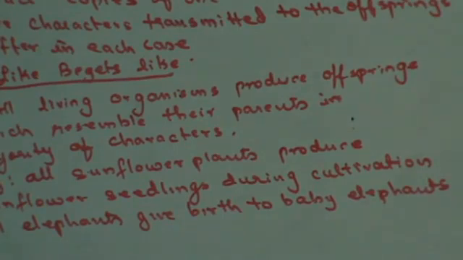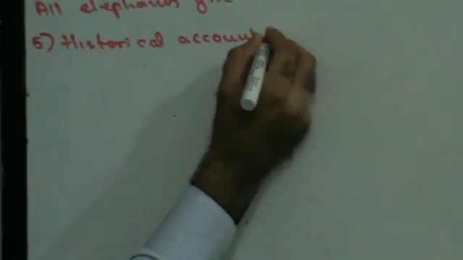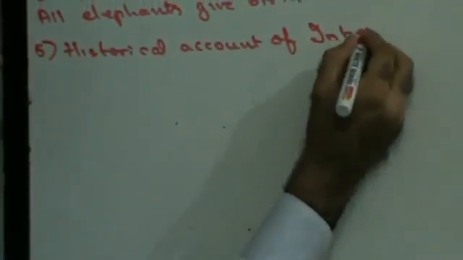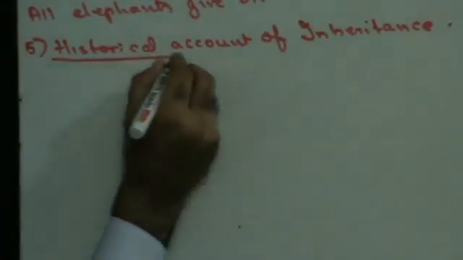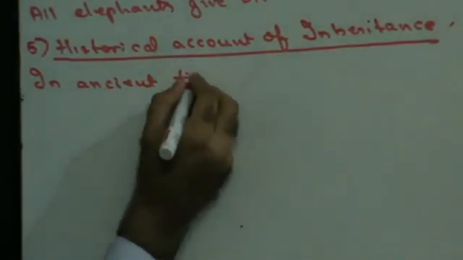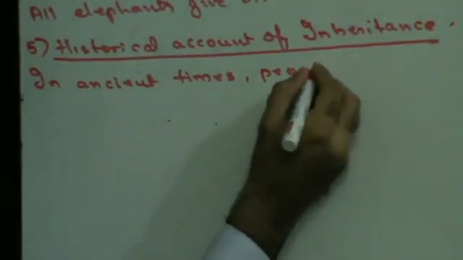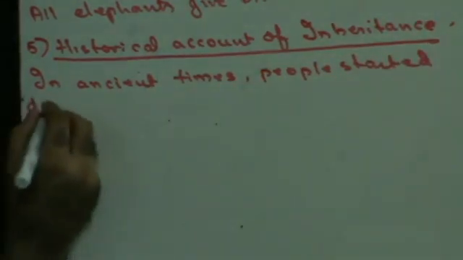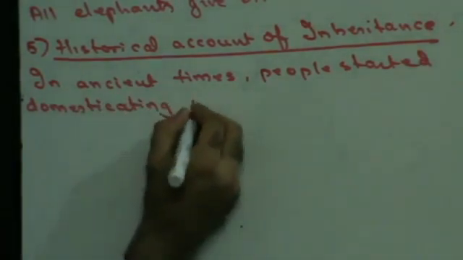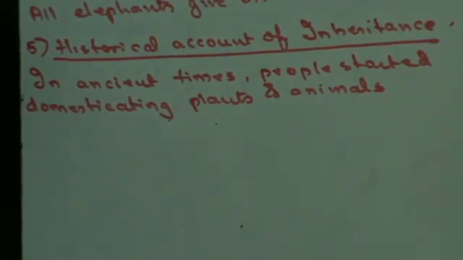Did we know about inheritance right from the beginning of time? Let's see the historical account of inheritance. In ancient times, people started domesticating plants and animals, right? So, thousands of years ago, the ancient man started to know about the artificial selection of genetic variation and had also learned about heredity.